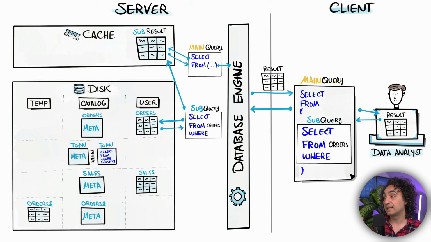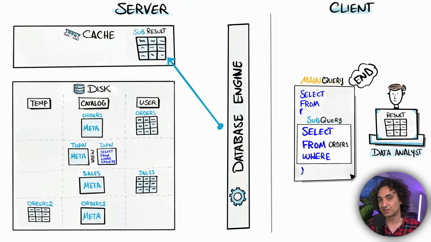Of course, once everything is executed, the database engine cleans up the cache. The subquery results are destroyed and removed completely from the cache in order to have free space for other queries. So this is how the database server executes subqueries behind the scenes.